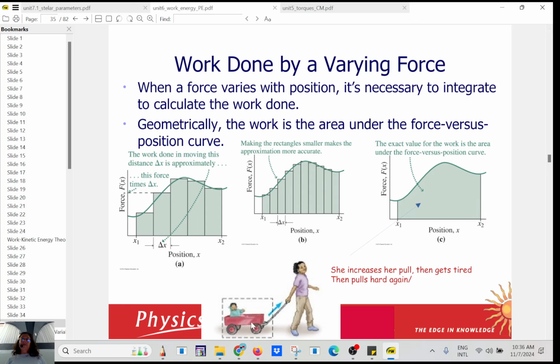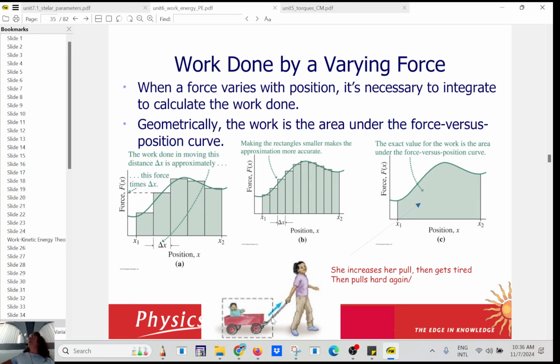Okay, so you see here, if the displacement is along the x-axis, the force can be a function of x. It means it can change with the position. And this is because, first of all, you need to take the cosine in that case, right? So you have to take the component of the force along the displacement. And then maybe you're not going to pull with the same force, obviously.